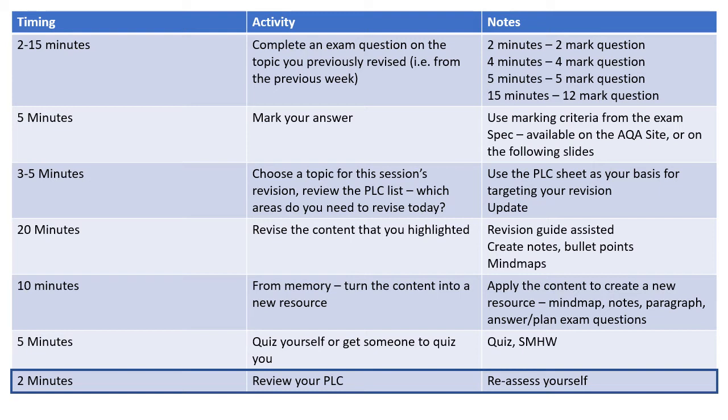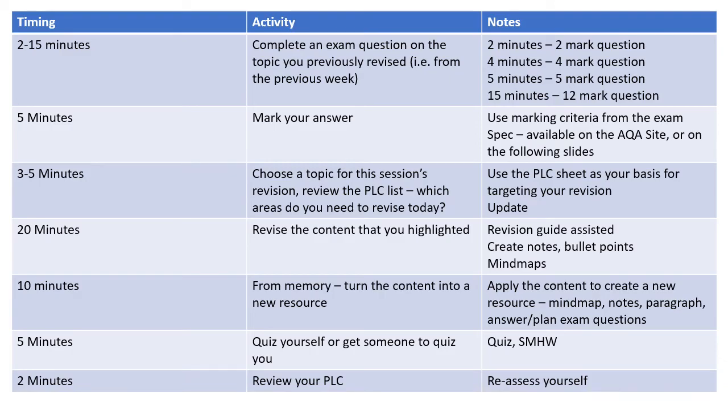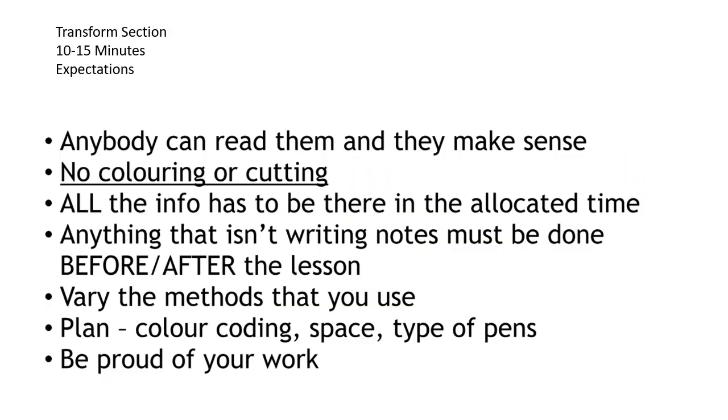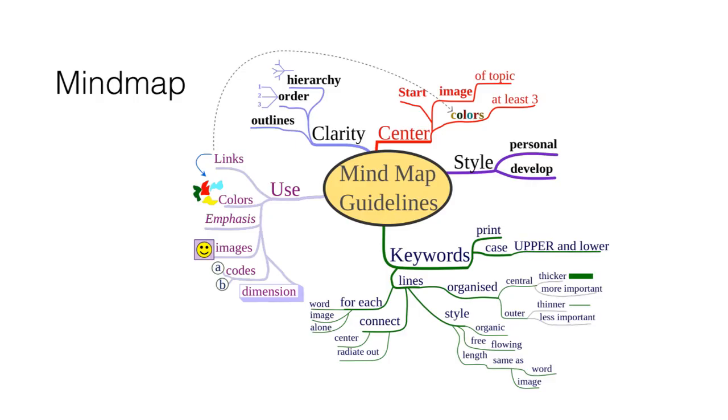So the last thing I said I was going to share is lots of ideas for that transform part, that last 10 minutes where you take the information that you've learnt and, from memory, turn it into a new resource. The kinds of things you could do: you could create yourself a new mind map. You might want to color code it. You might want to put keywords in one color and other areas in other colors. You might want to put emojis and pictures around your mind map.